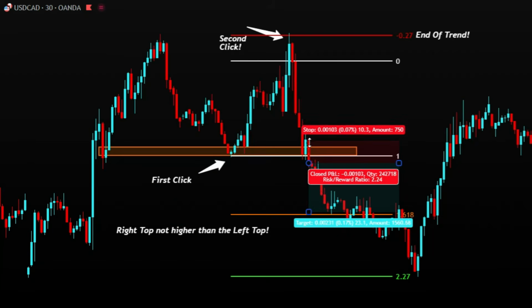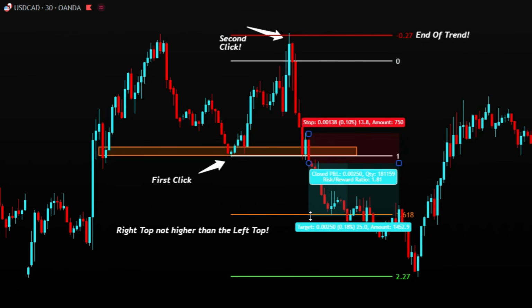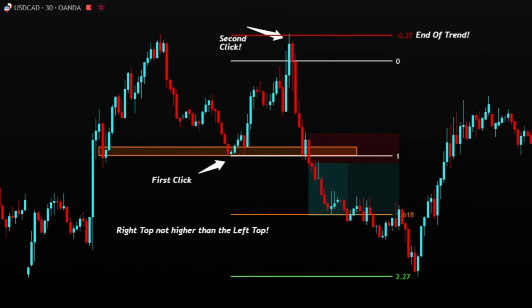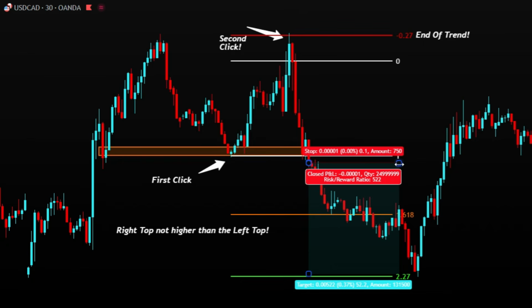Once candles break below the neckline, that is your potential trade setup. Each Fibonacci level becomes a potential target zone. Whenever the price hits the first target, I usually move my stop loss to my entry point. That is called going break-even, and then I look for lower targets.